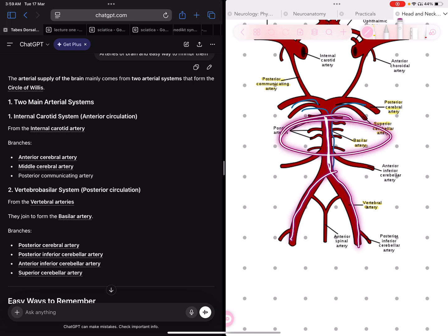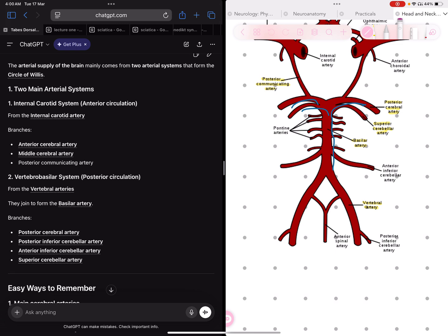And where does this happen? This happens in the region of the pons. That's the reason for the pontine arteries. So vertebral and basilar. Now, what are the branches of the vertebrobasilar system?